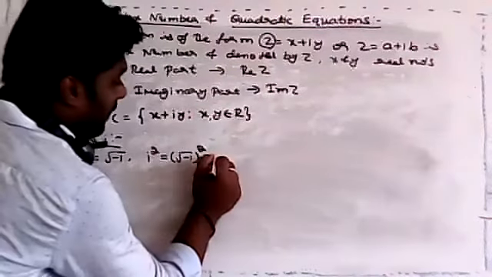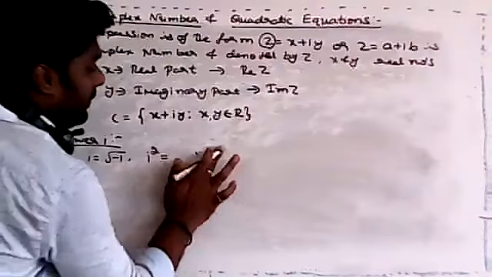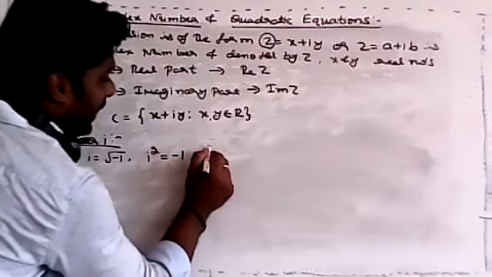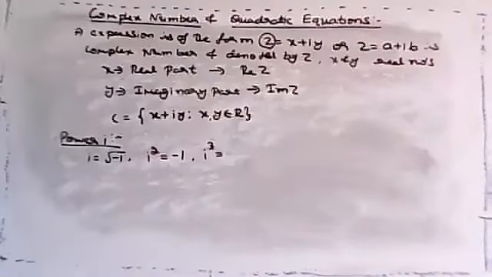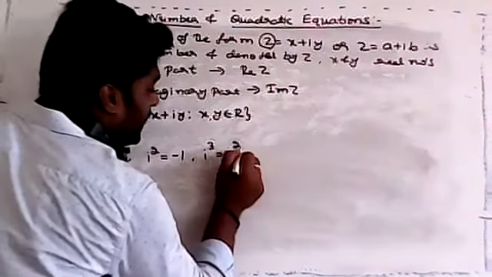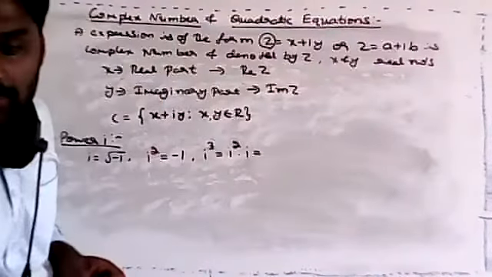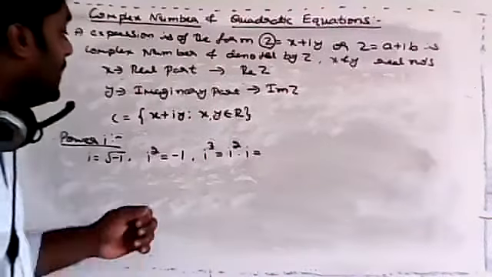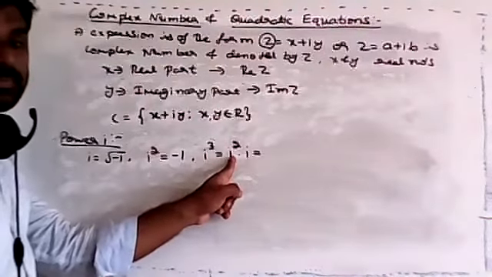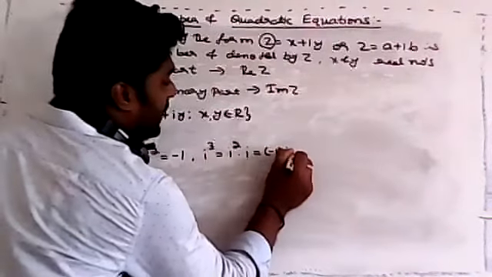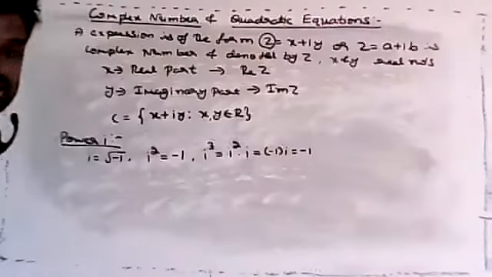Yes, good, Anirudh. Minus 1. Can I write that directly? So remember, i square is minus 1. Same way, I'll move on to i cube. I cube we can write as i square into i. So what does i square mean? Minus 1. So I can write this as minus 1 into i, that is nothing but minus i.